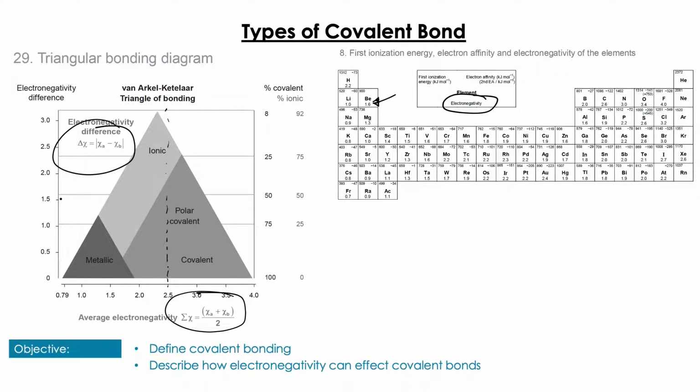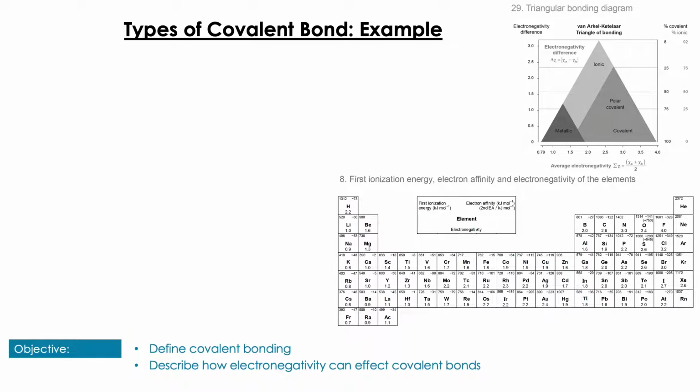For example, if you had an average of 2.5 and a difference of 1, draw 2 lines across or use a ruler, and you'll see that they cross over right in the middle of polar covalent, so that bond would be polar covalent. We can have a look at an example. Let's say CO2. What type of bonding would we expect in CO2? Well, we can use our 2 tables.